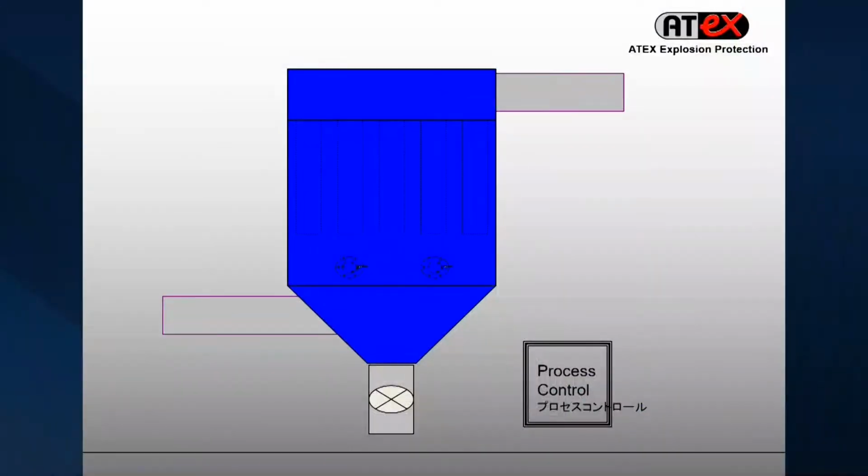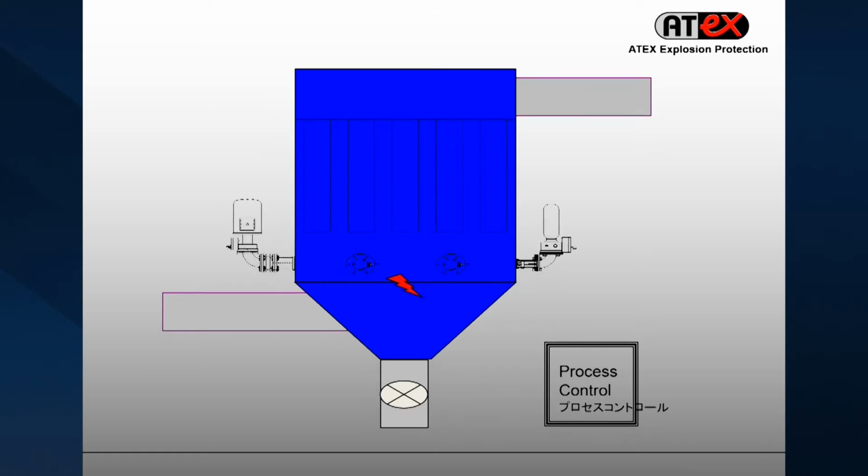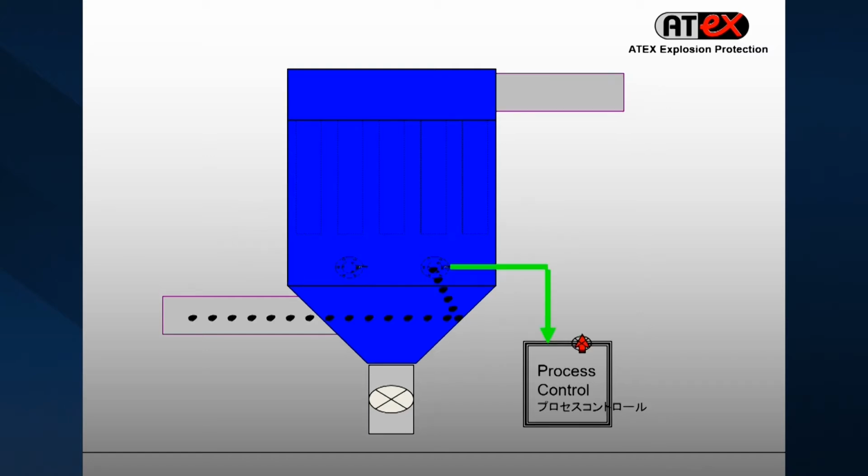Okay, if we look at how this would look like: if we have product impact and it goes into the vessel and hits one sensor, then this sensor, of course, will say, I have seen an explosion. But the second one says, no, I didn't. And then, of course, you do not activate the system.